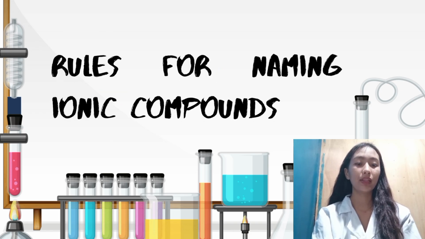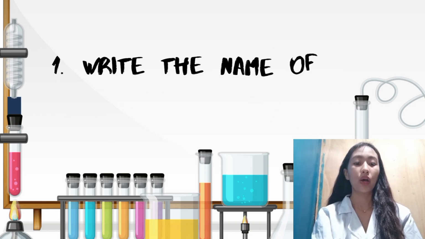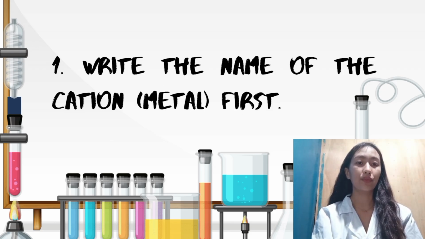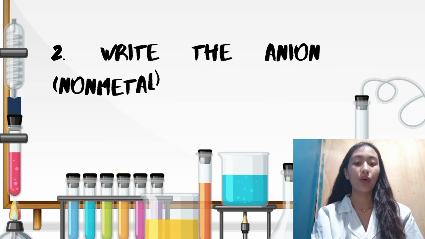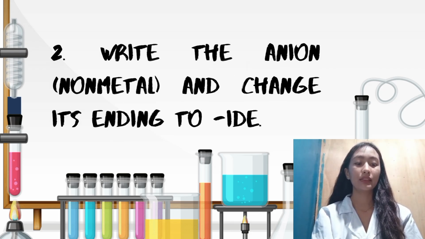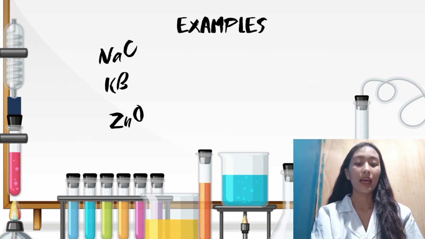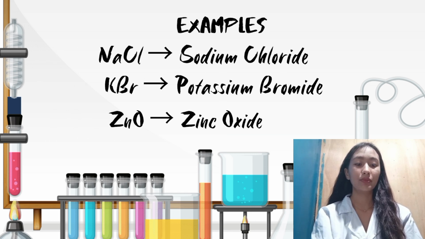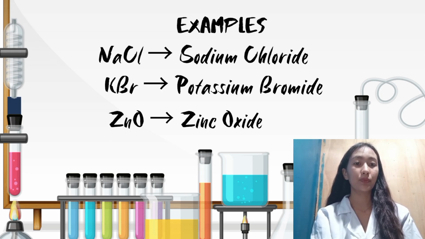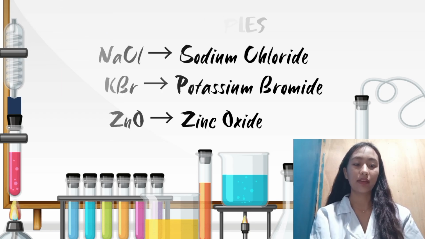Rules for naming ionic compounds. Number 1. Write the name of the cation first. Number 2. Write the anion and change its ending to IDE. The examples are NaCl becomes sodium chloride, KBr becomes potassium bromide, and ZnO becomes zinc oxide.